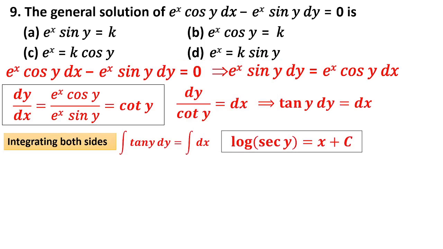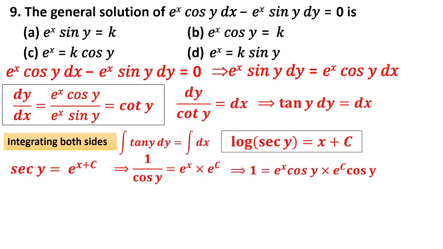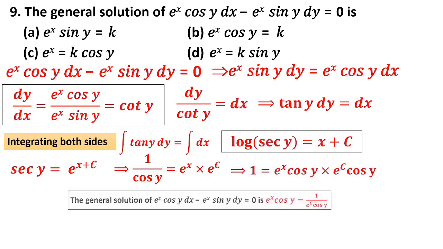And now this answer is not there in any of the options. Then we have to do like this. Secant y is equal to e power x plus c. Therefore, 1 by cos y is equal to e power x into e power c. Therefore, 1 is equal to e power x into cos y into e power c into cos y.